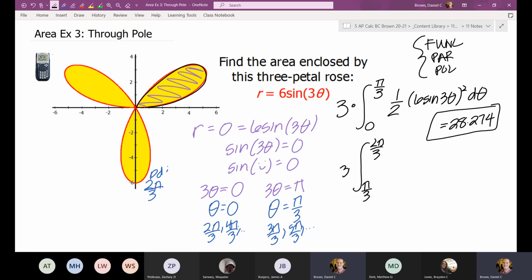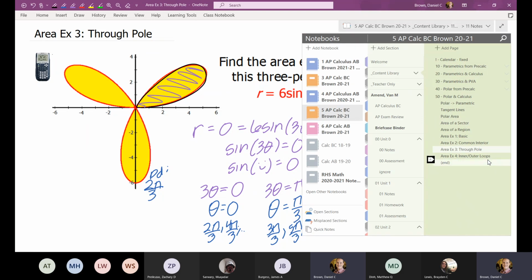What time is it? Let's try to squeeze in one more. I think this is going to be the most challenging one to kind of think about.